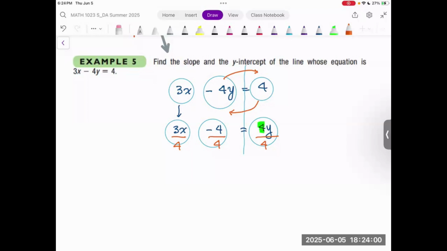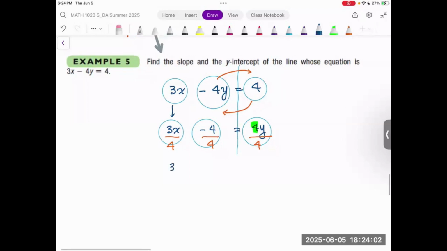So 3/4, can I simplify it? No. Let's leave it 3/4x. 4/4, can I simplify it? Yes. What will it become? -1. Very good. And here, 4 and 4 cancel each other out. What is left? y. And I ended up with my objective, y equals.